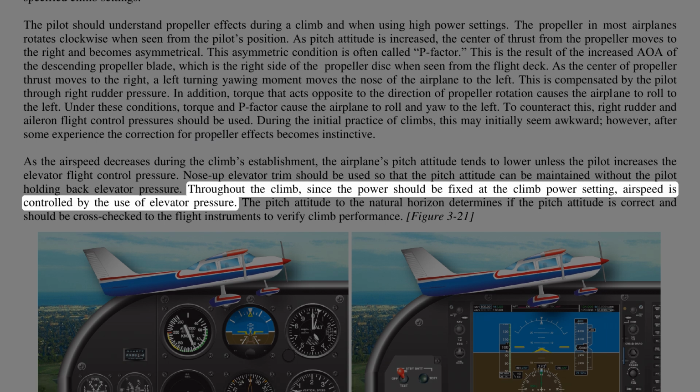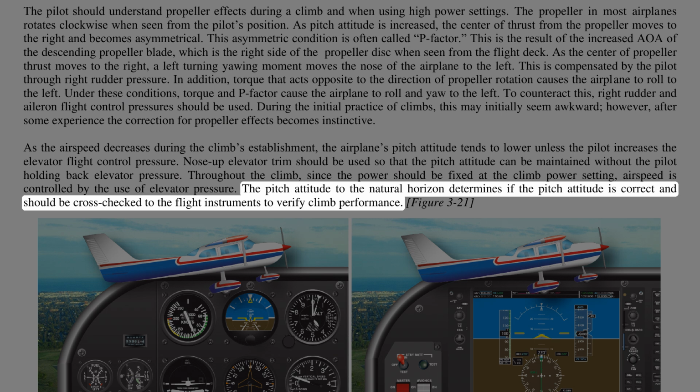Throughout the climb, since the power should be fixed at the climb power setting, airspeed is controlled by the use of elevator pressure. The pitch attitude to the natural horizon determines if the pitch attitude is correct and should be cross-checked to the flight instruments to verify climb performance.